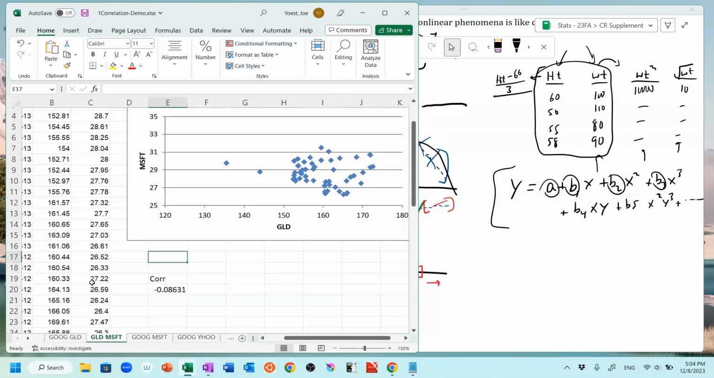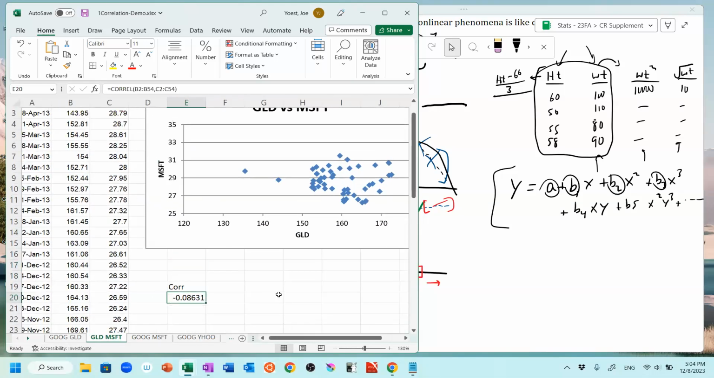All right, gold versus Microsoft. Here we have a correlation that in magnitude is about 8%, 0.08 on the scale from 0 to 1. So it does have a negative sign, but again, this is a pretty low number. This is probably indicating a lack of a linear relationship between these variables. I'm not all that interested in what sign it is.